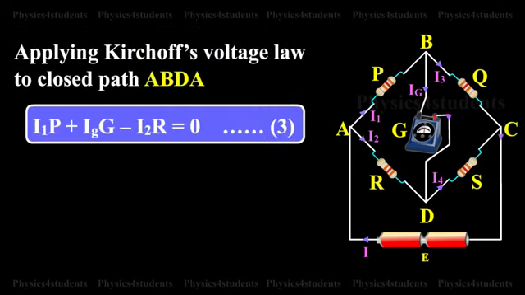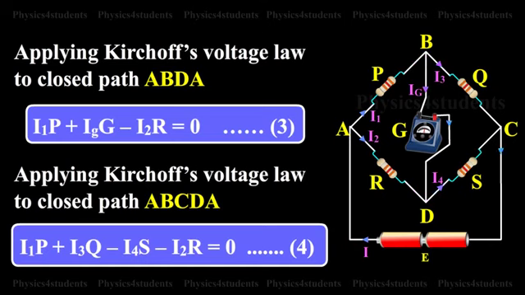Applying Kirchhoff's voltage law to closed path A, B, D, A, I1P plus IgG minus I2R is equal to 0. This is the third equation. Applying Kirchhoff's voltage law to closed path A, B, C, D, A, I1P plus I3Q minus I4S minus I2R is equal to 0. This is the fourth equation.